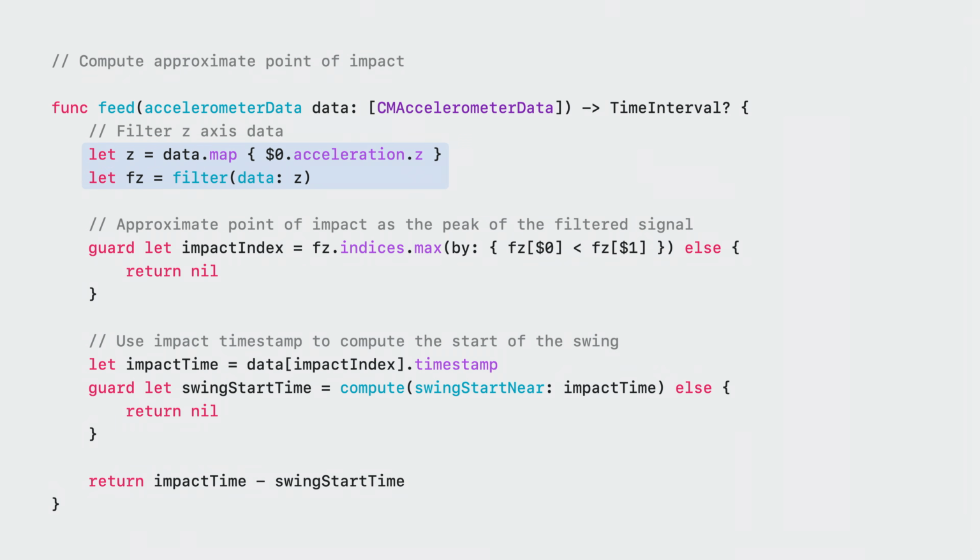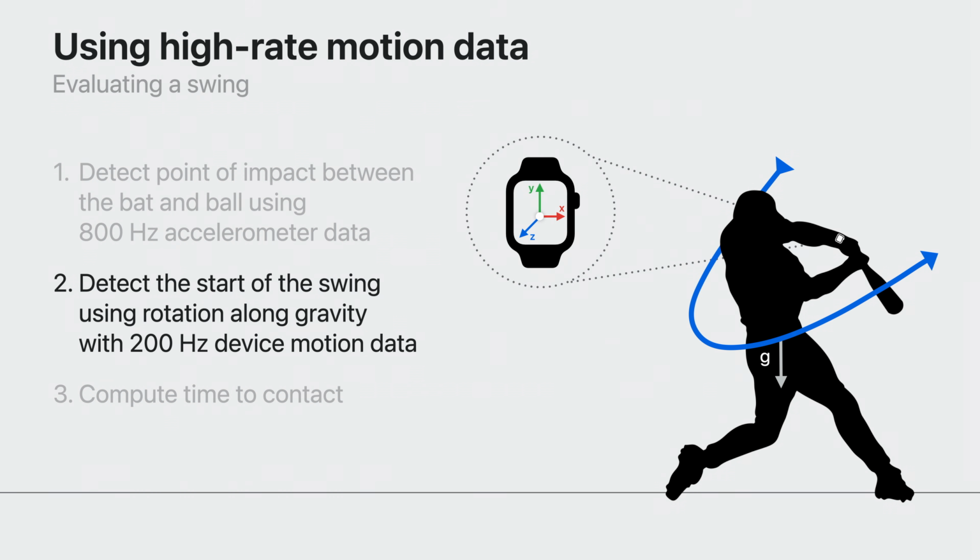First, I want to better isolate the higher frequency response as the force is displaced upon contact. To do this, I'll filter the Z samples as FC. Using the filtered data, I'll approximate the point of impact as the peak of the filtered signal. Let's keep track of the index associated with that sample as impact index. Using the impact index drawn from the filtered signal, I can grab the impact timestamp from the original batch of data. This brings me to the second step on the way to compute time to contact, detecting the start of the swing using rotation along gravity.